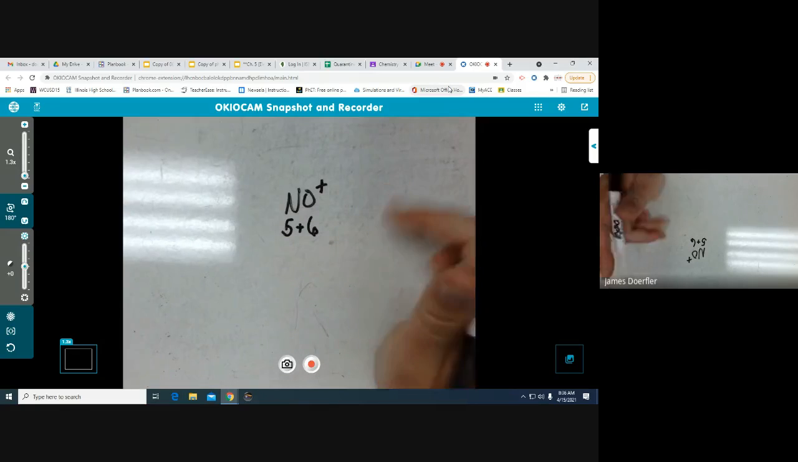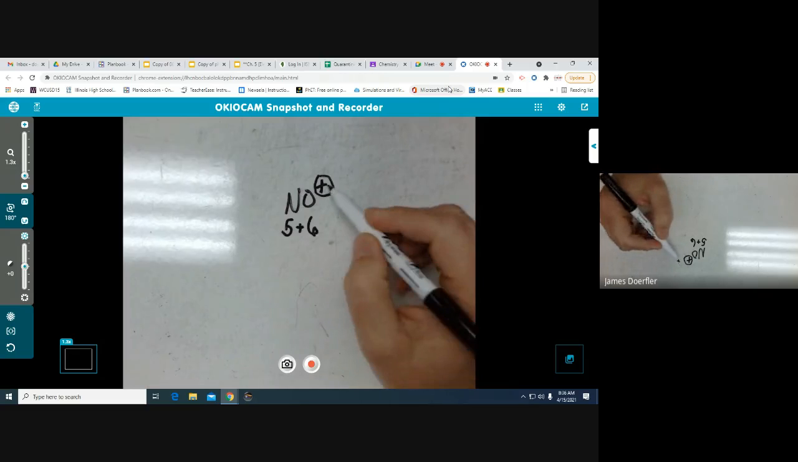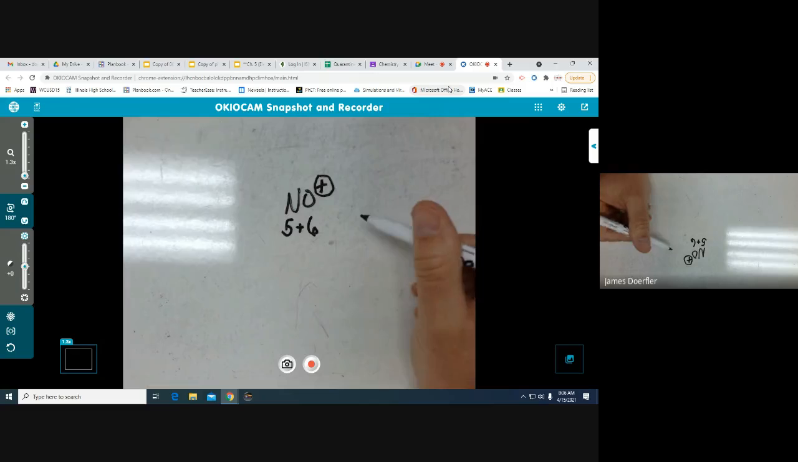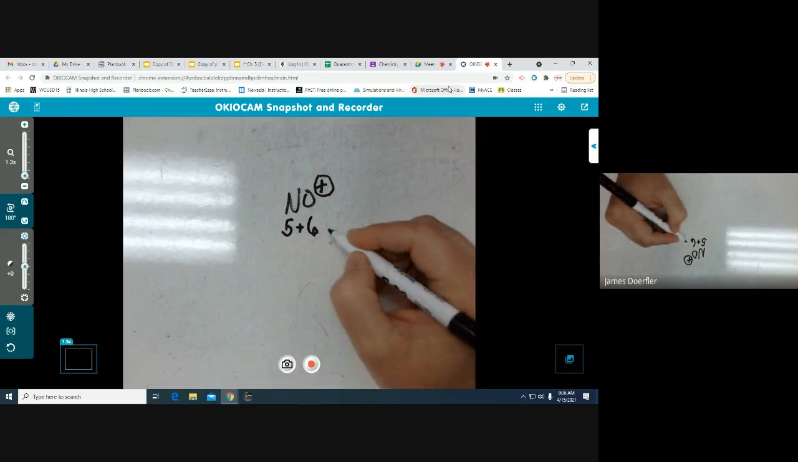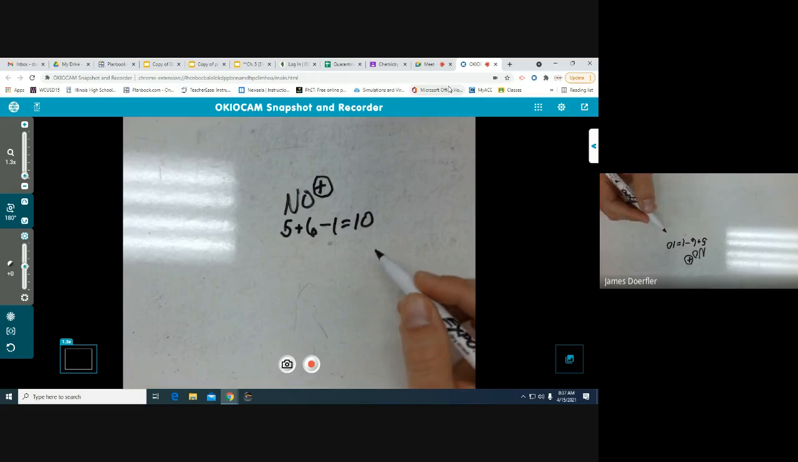But we have a plus sign. When we have a plus sign, that means we have to remove electrons for each charge. How many positive charges are on this ion? 1. So we have to remove 1, which gives us a grand total of 10 valence electrons. So let's start drawing the Lewis structure.